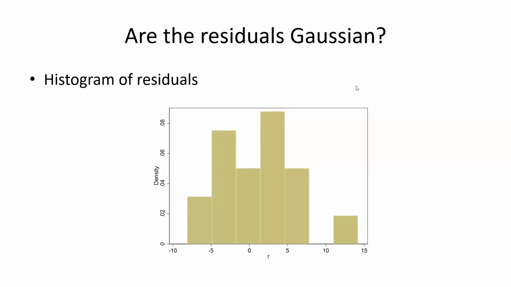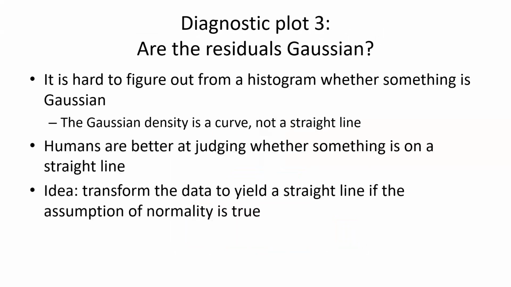the problem is that humans are not very good at deciding whether something follows a curve. And the Gaussian density is a curve, not a straight line. Humans are much better at judging whether something is on a straight line. So the idea for diagnostic plot 3, figure out whether something is Gaussian, is to transform the residuals, the data, to yield a straight line if the assumption of normality is true.